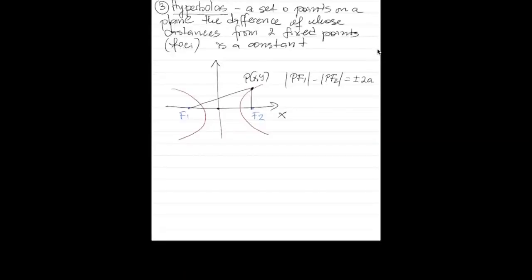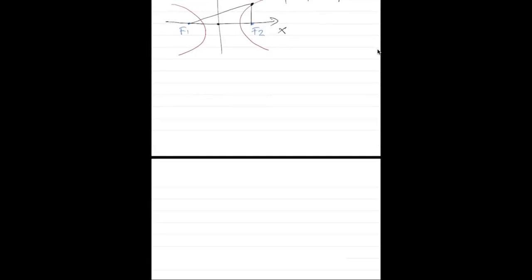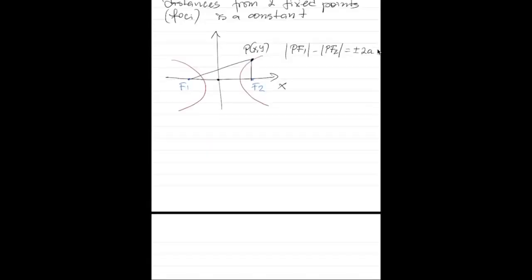The derivation of the equation of the hyperbola is very similar to the one we did for the ellipses. If the hyperbola is centered at the origin, the equation is x squared over a squared minus y squared over b squared equals 1. Remember with the ellipse, this was plus, and here it's minus. However, c squared, in this case, is a squared plus b squared. It was a squared minus b squared for the ellipse, so it's a little different.